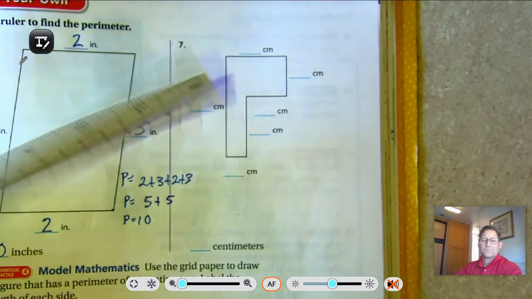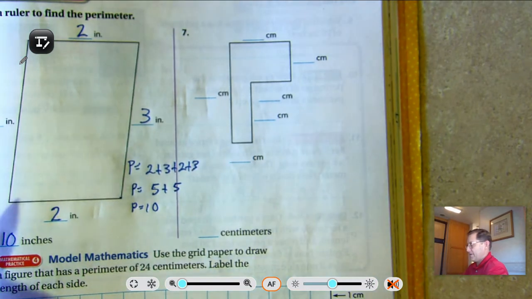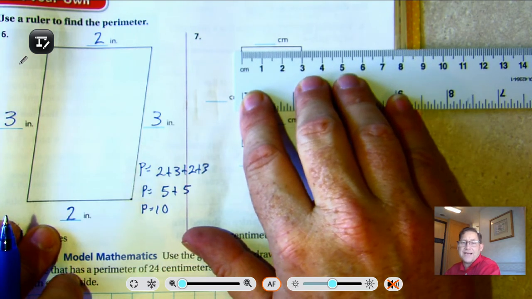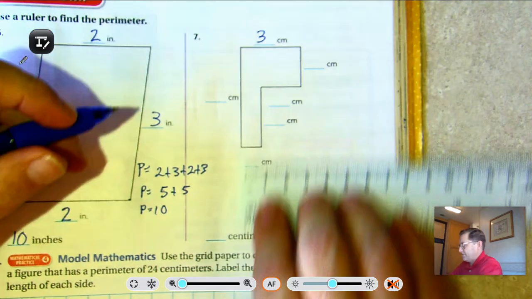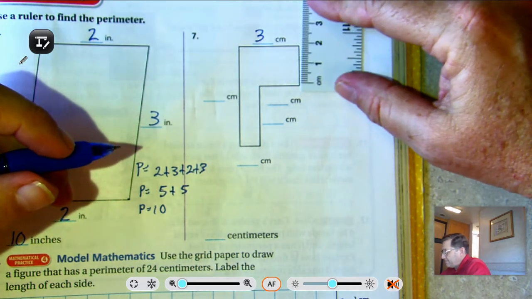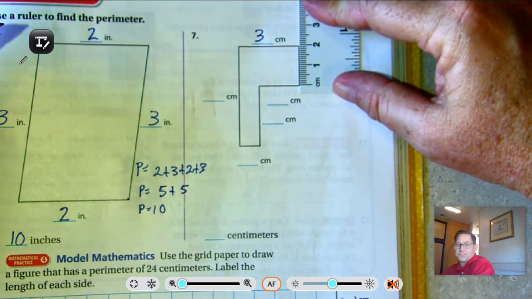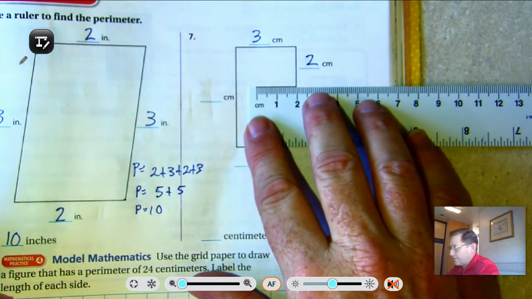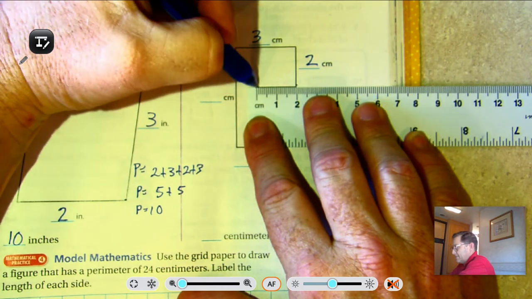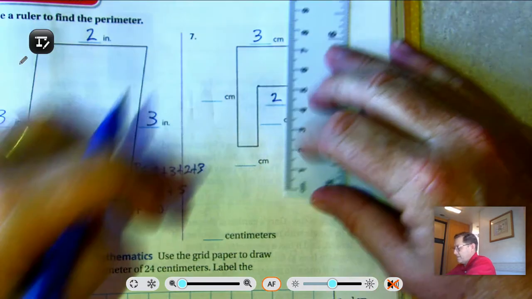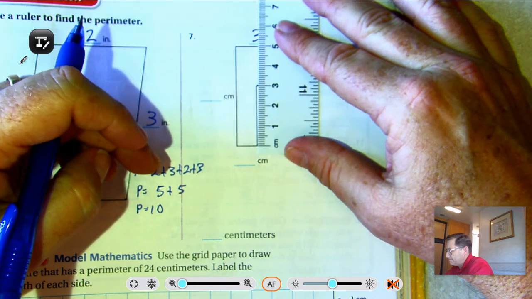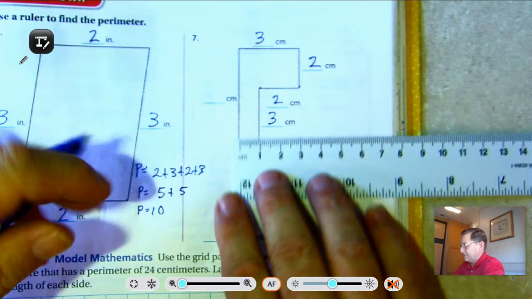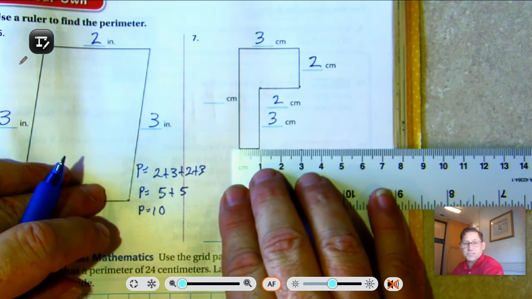Number 7. All right, so it says centimeters. So let's measure the top. And the top is at 3 centimeters. This side here is 2 centimeters. The bottom part going to the left from here to here is also 2 centimeters. Going down is 3 centimeters. This little section is just 1 centimeter.